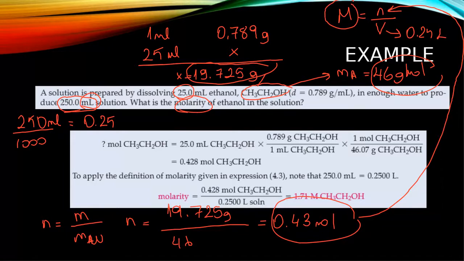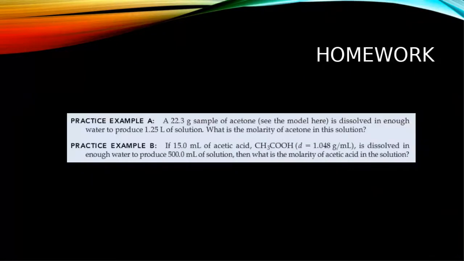That mole divided by 0.25, and you will find that the molarity is 1.71 molar of ethanol. This is the ethanol molarity. Maybe it is lots of calculation, but these are very easy. These are your homework.